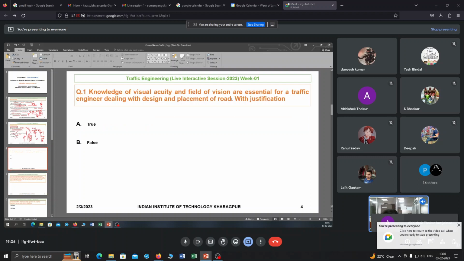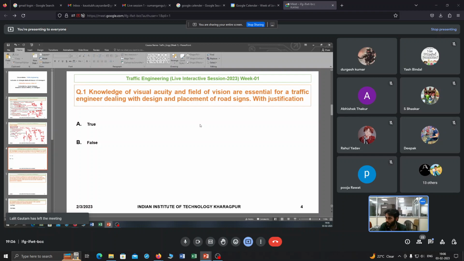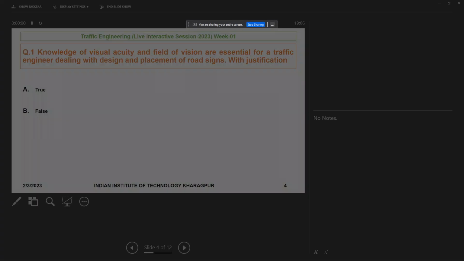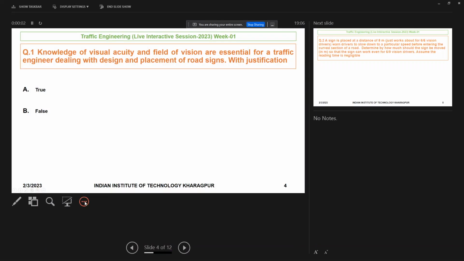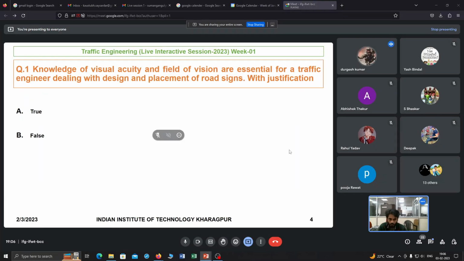Your road signs. So this should be mentioned. I made this mistake. So it should be road signs. Okay, so is it true or false? So design as well as placement, right? Where you want to place it and how you want to design it.